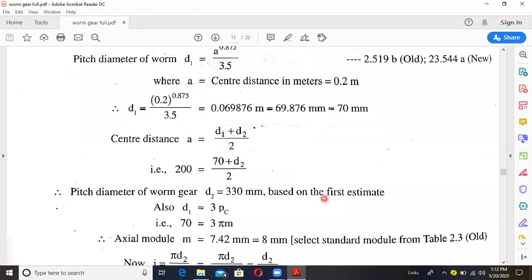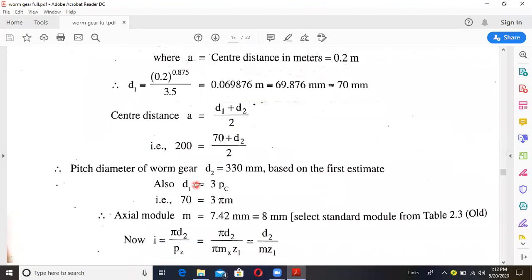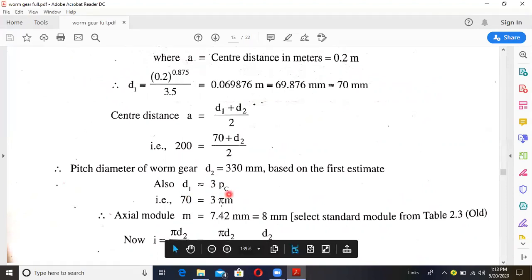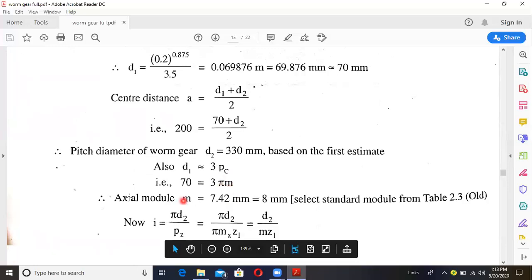Again we have to calculate D1 and D2. For that we are taking another formula. D1 is approximately equal to 3 times Pc. D1 is equal to 70, we know that. That is equal to 3 times Pc, where Pc is the circular pitch, pi into m. We have calculated the module, the actual module we got is 7.42 mm, which is equal to 8 mm.